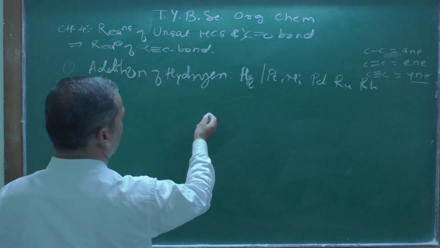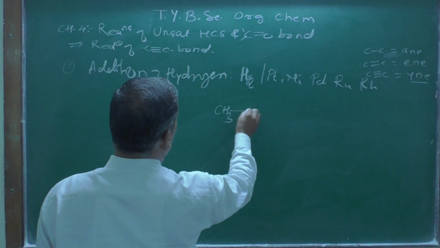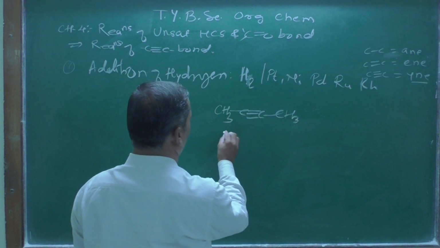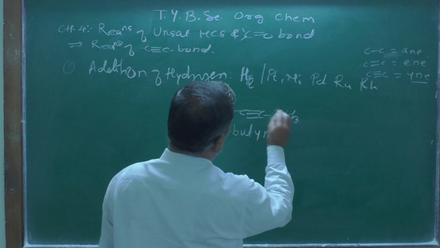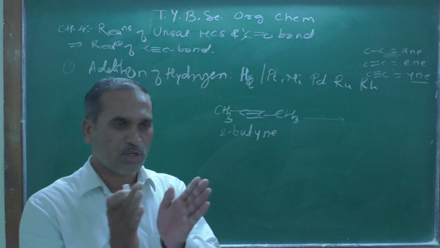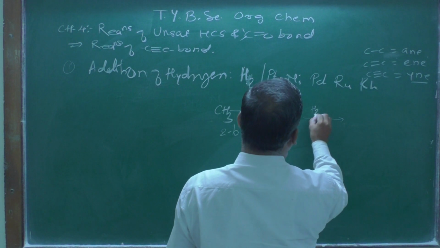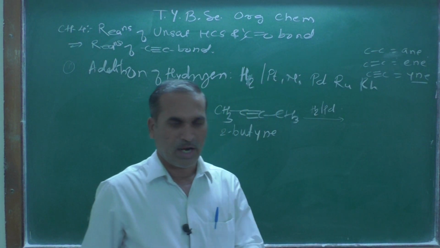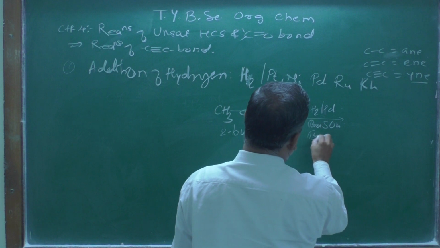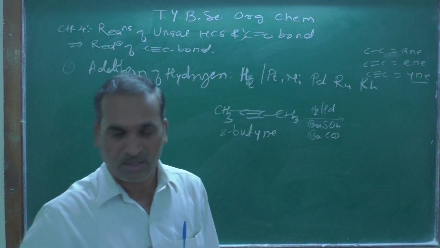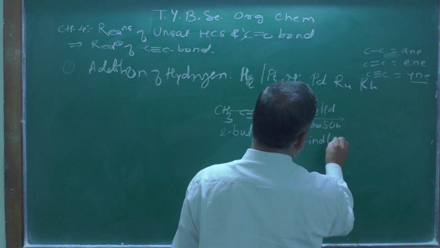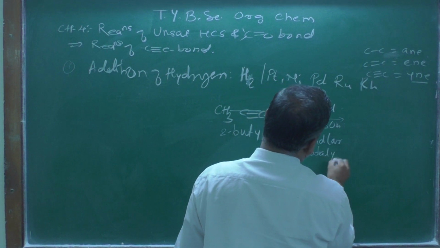Suppose we have this one, CH3, C triple bond C and CH3. The name of this compound, as we just saw, is 2-butyne, the starting compound. Now this is treated with, controlling the reaction, H2 in the presence of palladium, on barium sulfate (BaSO4) or barium carbonate; you can remember that these are the bases or supports used, and this reagent is known as the Lindlar catalyst.